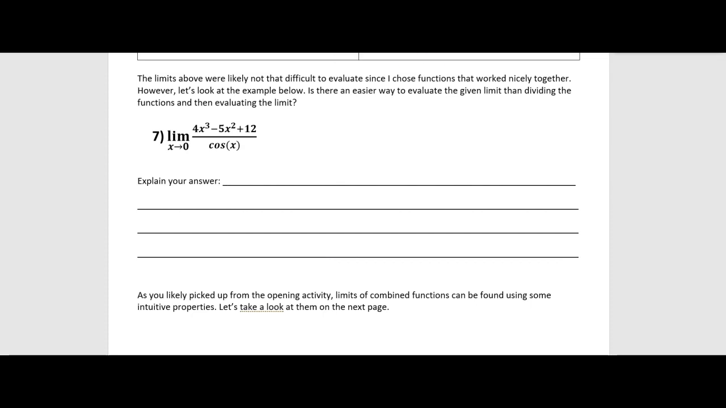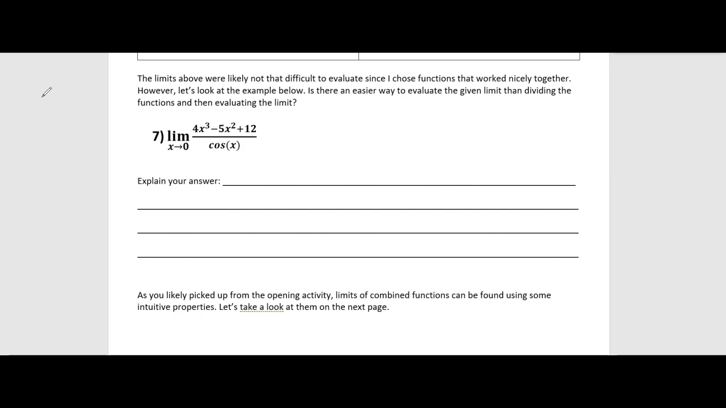So before we actually talk about the specific limit properties, we're going to look at a scenario that kind of leads from the conversation I was just having. The limits above were not likely that difficult to evaluate since I chose functions that work nicely together. However, let's look at the example below. Is there an easier way to evaluate the given limit than dividing the functions and then evaluating the limit? So take a look at the limit, see what you think about the process of dividing those functions and then taking the limit. See if that seems doable. If not, think about what other thing you could try or what other ideas you may have about how to evaluate this limit.